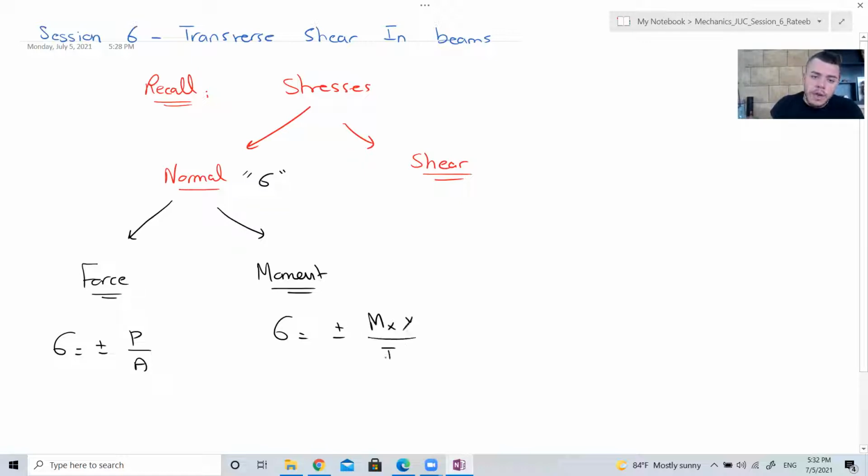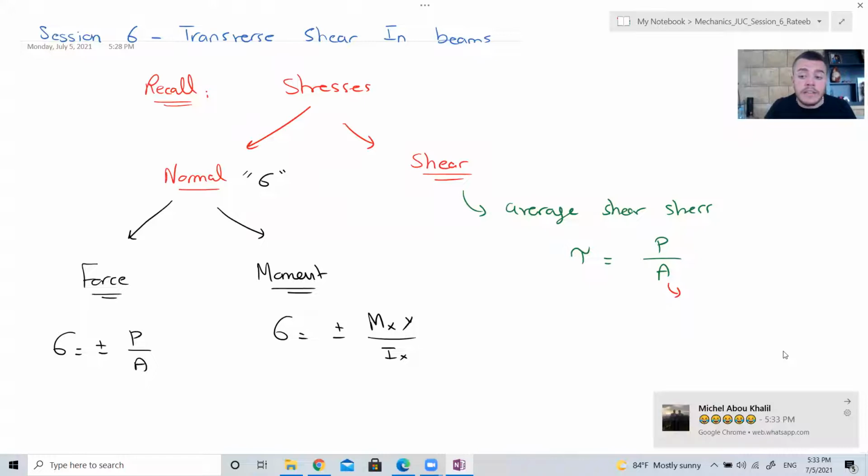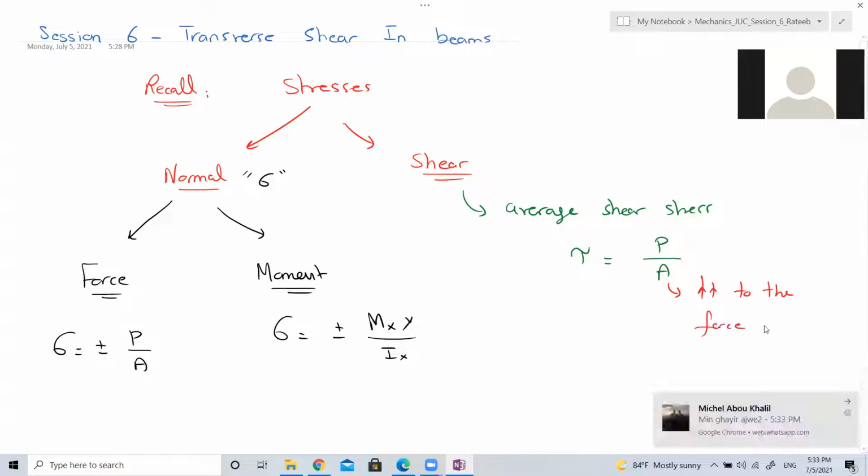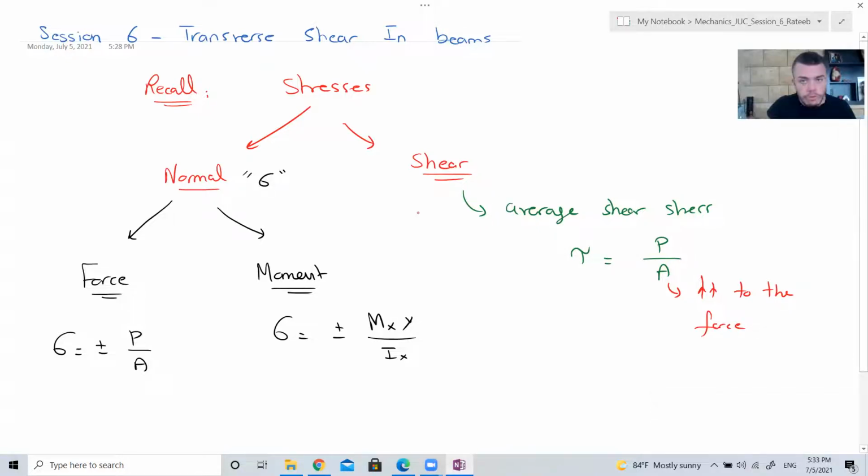Mx y over Ix. Now بالشير اللي تعلمناه so far، اخذنا عن الافريج شير stress، اللي كان اسمه تاو، which was equal to the force over the area. ما هيك؟ وقلنا قبل الاريا بتكون parallel ولا perpendicular للفورس in the case of shear؟ Parallel. Parallel to the force. صح.